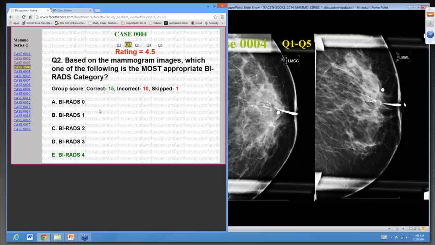As far as what is the most appropriate BI-RADS category assessment, that's a BI-RADS 4.